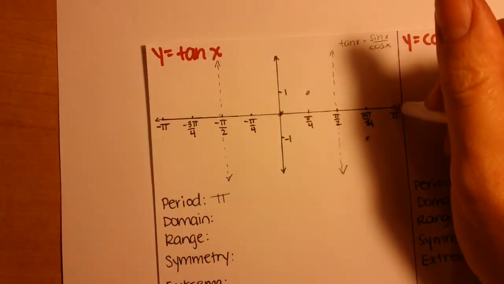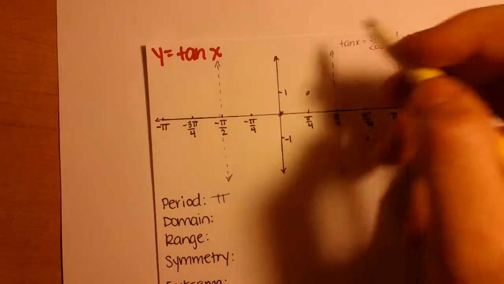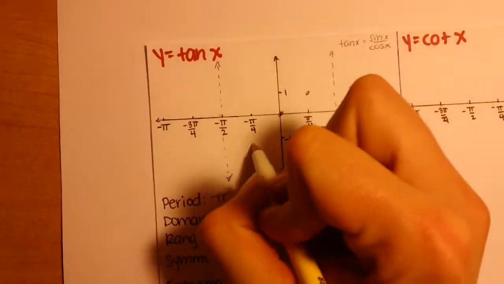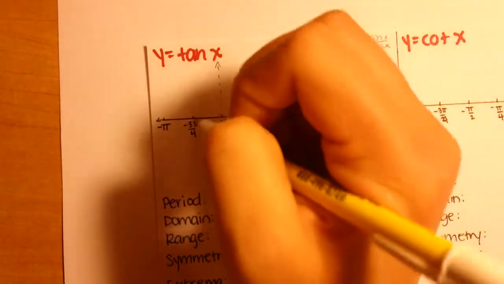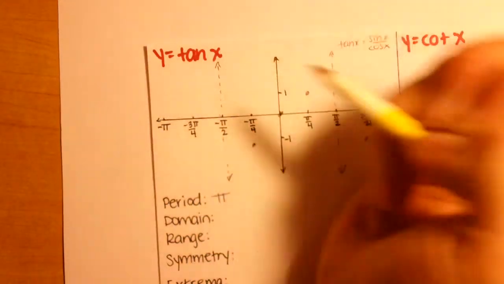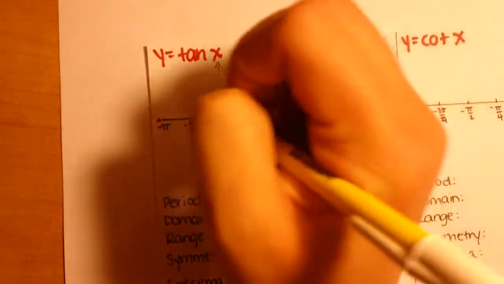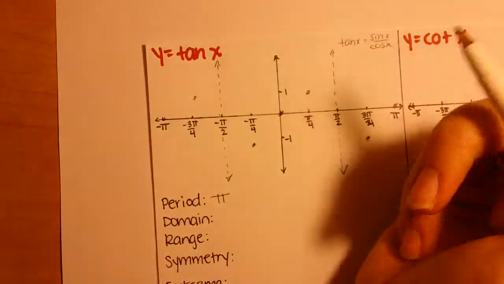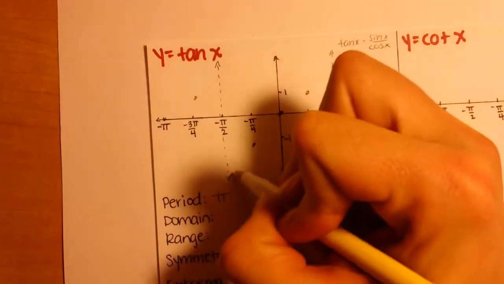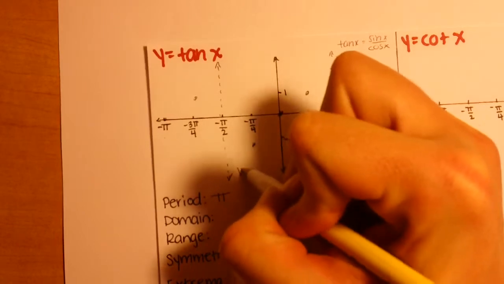And at pi, it is going to be 0. And then similarly going the other direction, negative pi over 4 is going to be negative 1. Then negative 3 pi over 4 is going to be 1. And then negative pi is going to be 0. So what we're going to have is something that looks a little bit like this.